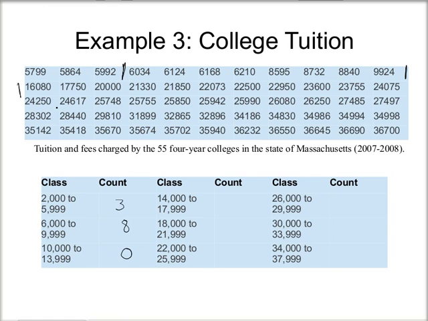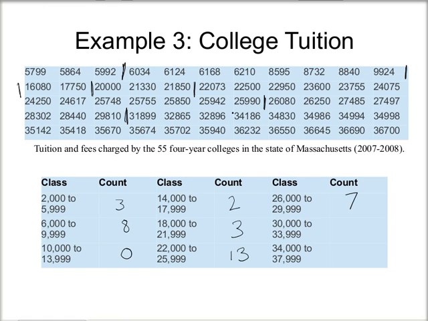My next interval goes from 14,000 to just under 18,000, so that will include these 2 schools there. Then I'm looking for everything up to just under 22,000, so that will be those 3 schools there. Then everything up to just under 26,000 is going to bring me all the way here on my chart, and there are 13 schools there. Then everything to just under $30,000 will bring me up to here on my chart, and there are 7 schools in that interval.